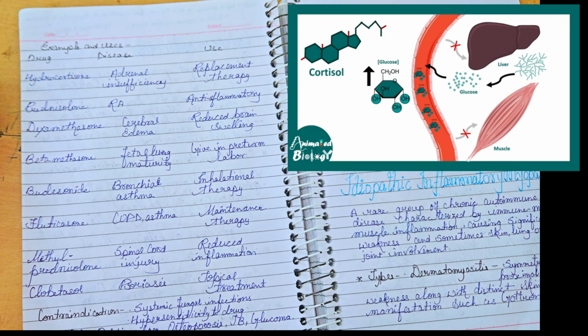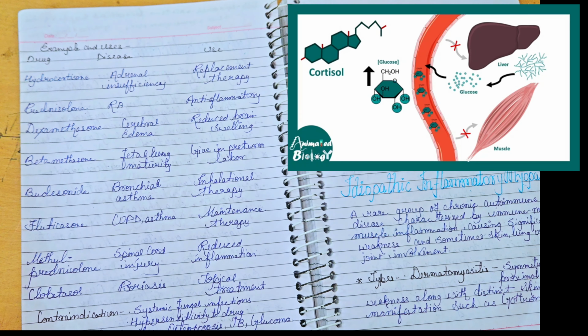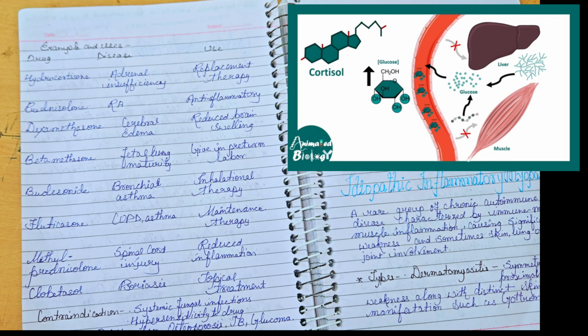Next is betamethasone. Betamethasone is helpful for fetal lung maturity. For any baby present in a pregnant woman's womb, the uterus, if there is any kind of lung disease occurring in the fetus.